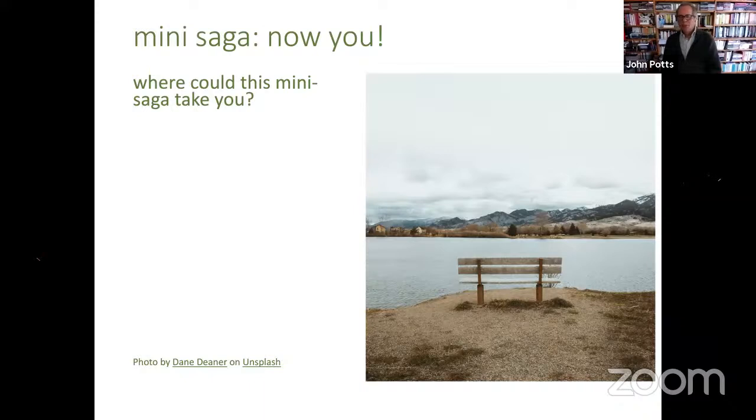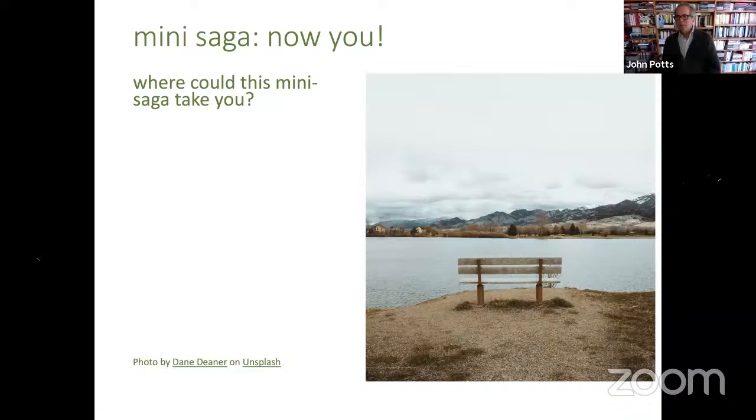Any emotions that might come into this mini saga? Everybody got any ideas? Right, very nice indeed. Memory on the bench of a loved one. Very nice. Yes. So rather a sad story, perhaps, or at least a little bit melancholic, maybe. Yeah, but positive. It's a memory. It's a happy memory. Yes, nice idea.